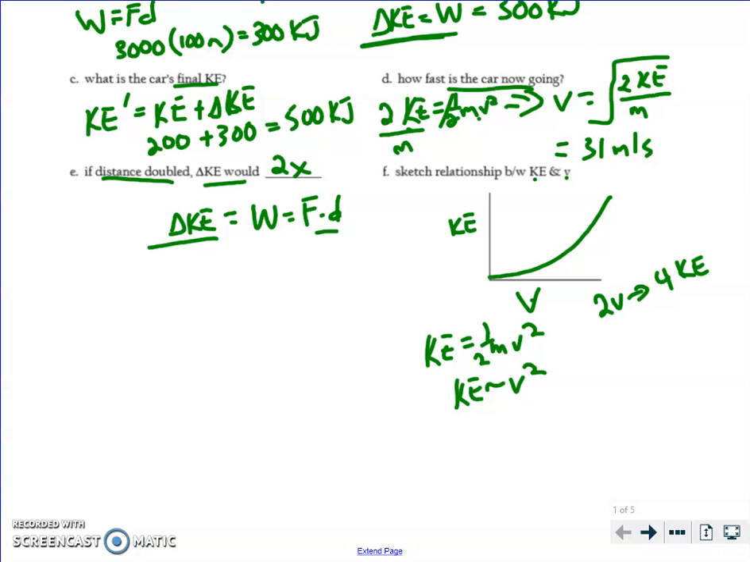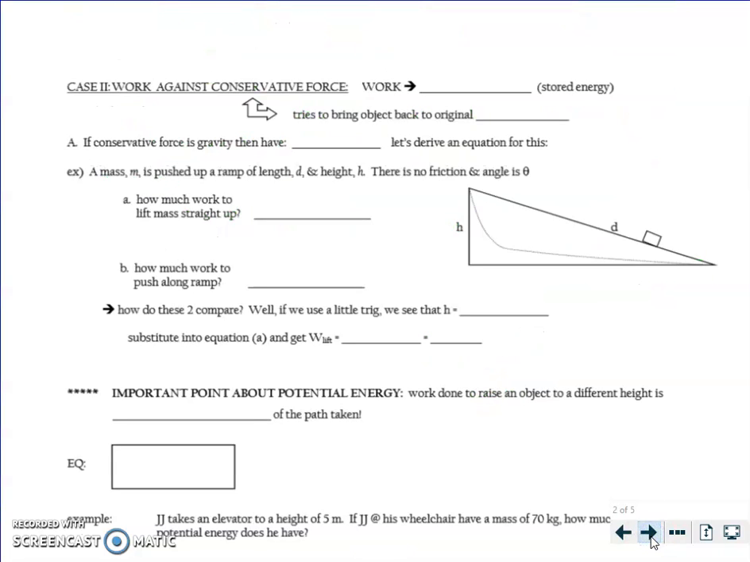Okay, so I'm going to stop there. What we'll see in the next tutorial is we're going to look at other types of energy when there are forces that were being opposed. And then we'll put it all together for the grand finale in the conservation of energy.